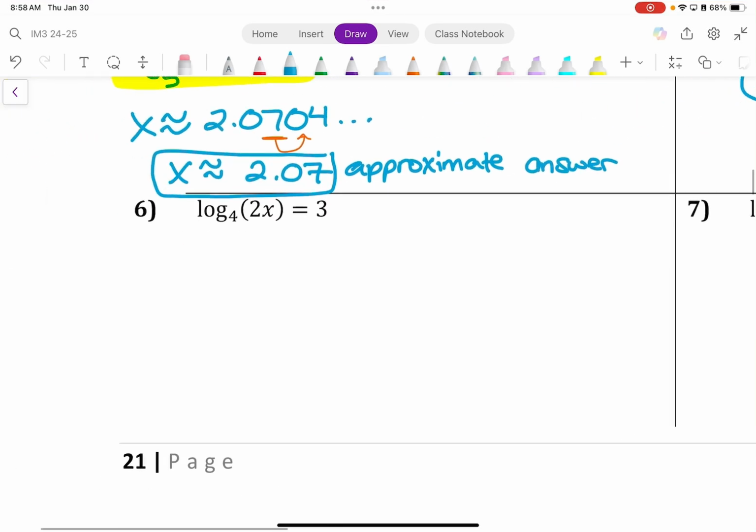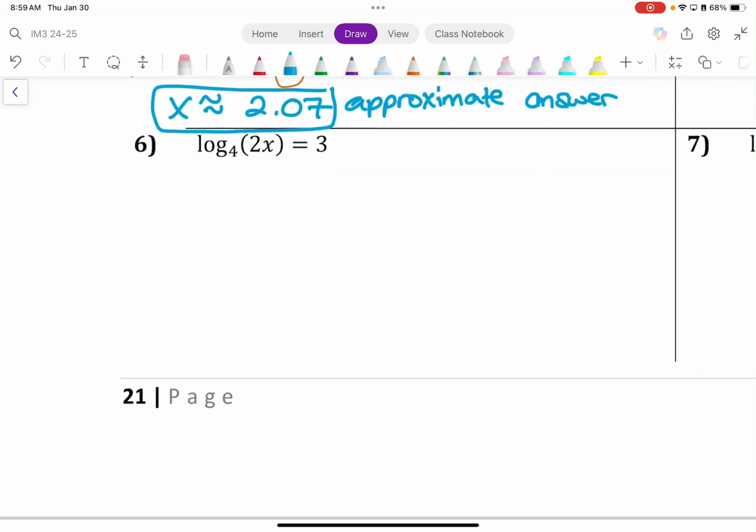Okay, let me show you number 6 now. So, usually when you go from logarithm to exponential, you're more likely to get whole numbers. It's only when you start with exponential and go to logarithm that you'll get approximate answers. Let me show you what that looks like. So, log base 4 of 2x equals 3. This, by the way, is in logarithmic form. And we're going to change that to exponential.